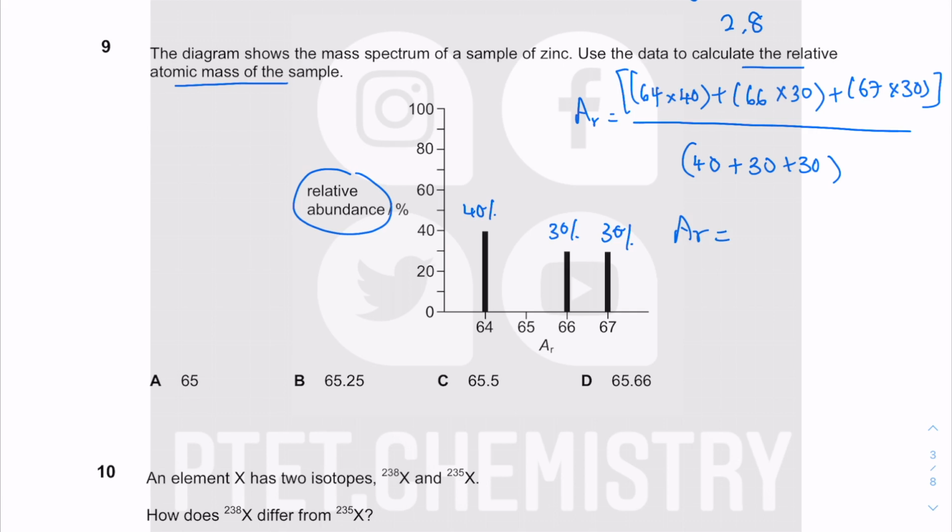So pop that into your calculator. So 64 times 40 plus 66 times 30 plus 67 times 30. So it's 6550, and at the bottom is 100. And if you can pop that into a calculator, or you can see the maths itself, it's going to give you 65.5, which, you know, this value is actually given in the periodic table.